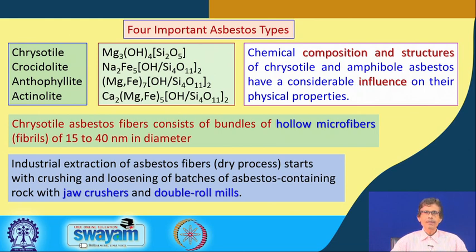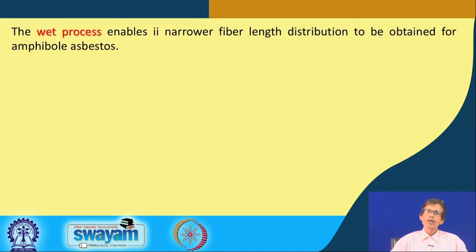So, asbestos is like your jute, and we use it in the double roll mill for rolling. We can consider this as the rolling mills also. One particular process is known as the wet process. When we follow this wet process, it enables a narrower fiber length distribution to be obtained for amphibole asbestos. So, when we make these amphibole asbestos, we basically give a narrower fiber length distribution.